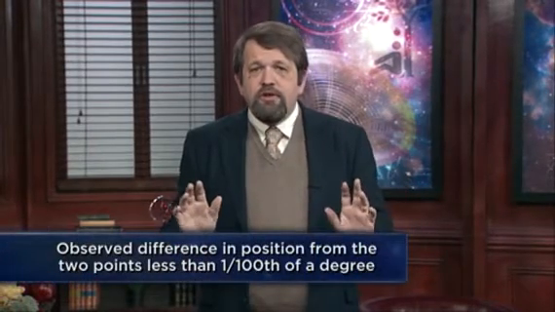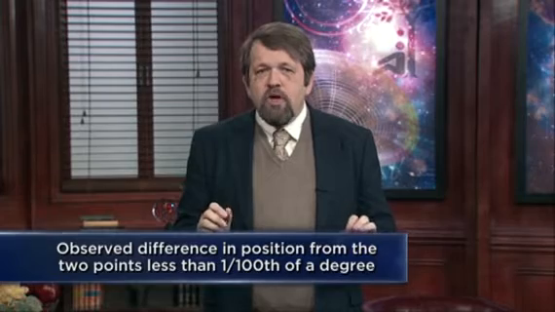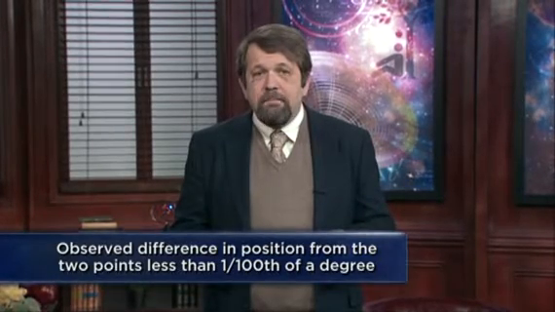So Cassini set about determining how far away Mars was from the Earth in September of 1672. And to do this, he had to make simultaneous measurements of the position of Mars in the sky from two different locations on the Earth. So he dispatched an assistant, Jean Richet, to a French colony on an island off South America. Cassini and Richet had to be extremely careful and precise. The observed difference in the position from the two points was less than 1/100th of a degree.